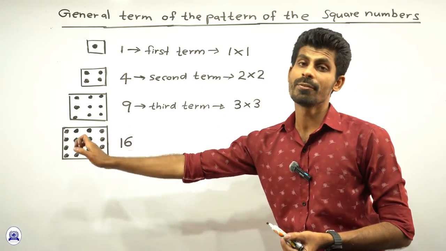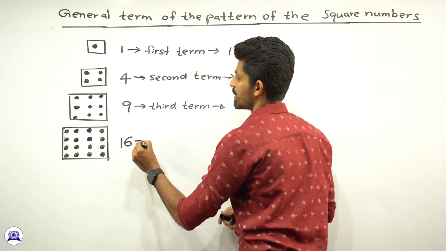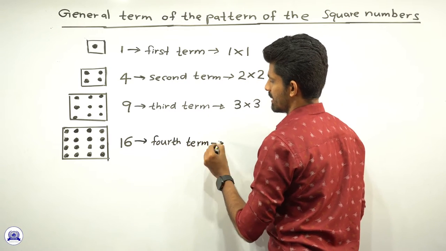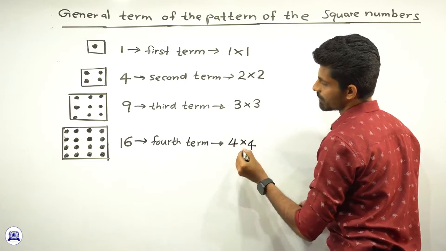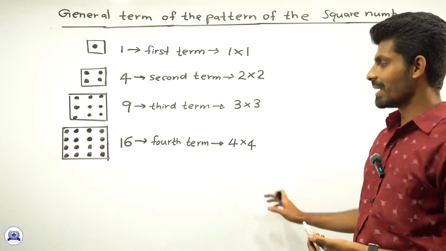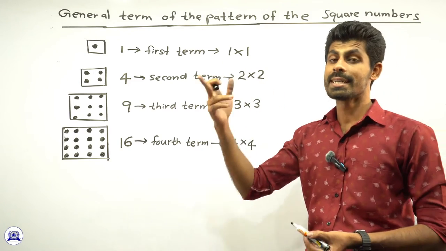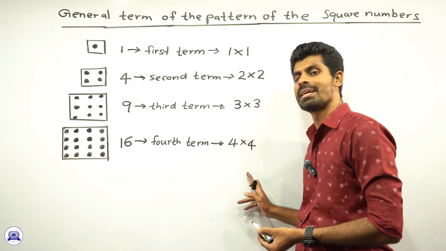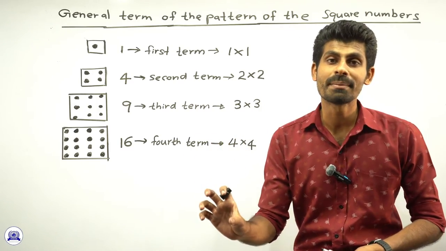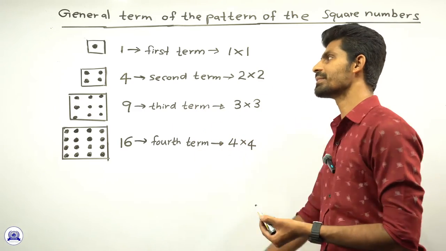Fourth term, 4 into 4. Fifth term, 5 into 5. Tenth term, 10 into 10. 11th term, 11 into 11. 100th term, 100 into 100. Term number 200, 200 into 200.